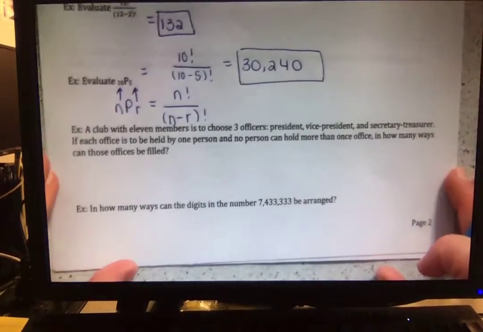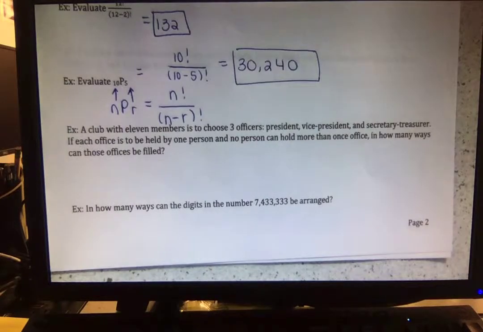It says a club with 11 members is to choose 3 officers: president, vice president, and a secretary treasurer. If each office is to be held by one person, and no person can hold more than one office, how many ways could those offices be filled? All right, so does order matter? Yes, order does matter because the first person is going to be president, the second person could be vice president, the third person could be treasurer. It matters what position they have. So we know to use a permutation.